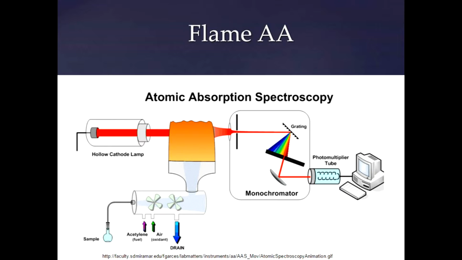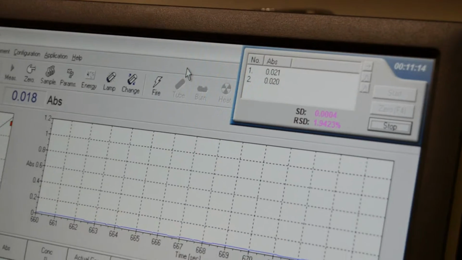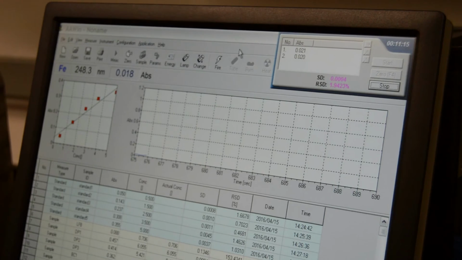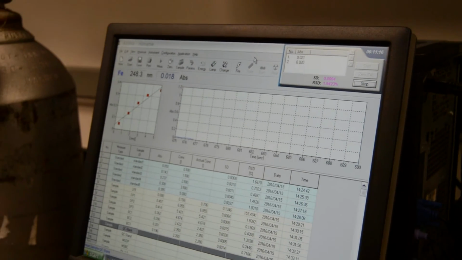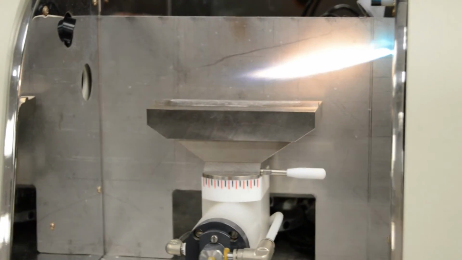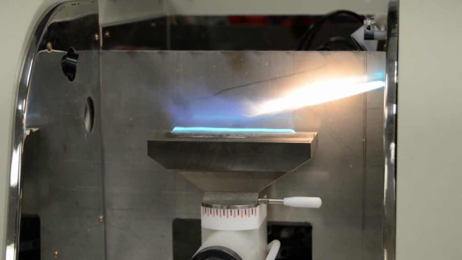The element of interest will then absorb the specific wavelengths emitted by the hollow cathode tube. The remaining light will go to the diffraction grating, where wavelengths will be diffracted so that the wavelength of interest can be isolated. The wavelength of interest will then pass through the monochromator, while the others will not. This wavelength will pass into a photomultiplier, where the light signal will be turned into an electrical signal. The instrument will read the electrical signal.